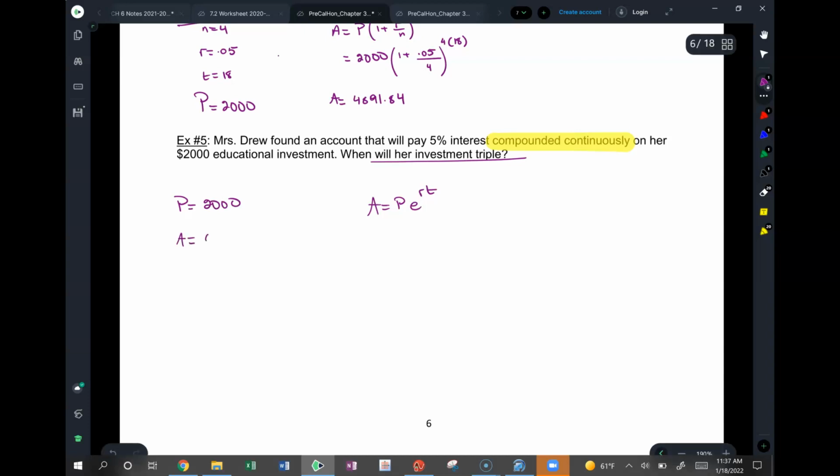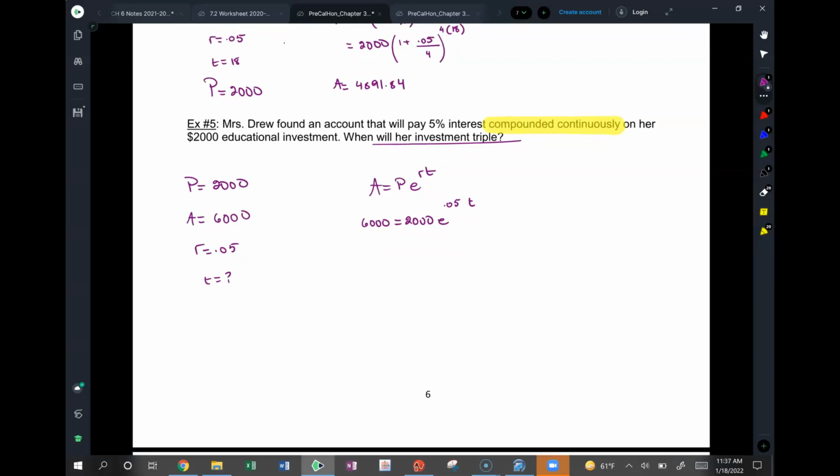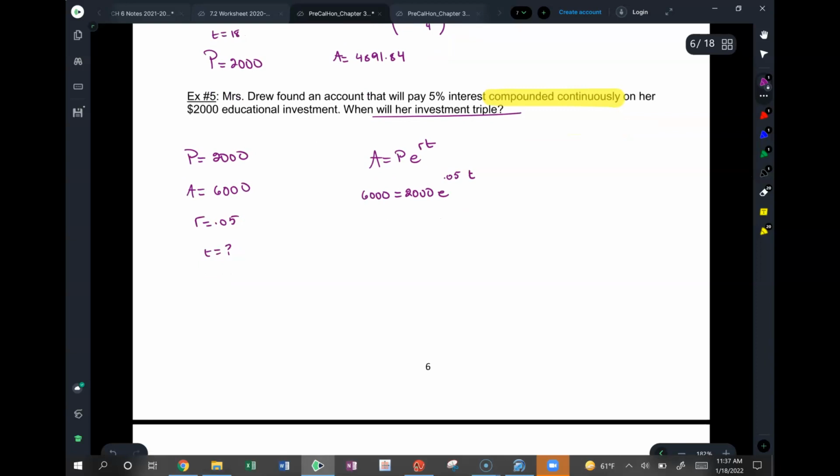A is 6,000. That's the final amount. You want it to triple. R is 0.05, and we're looking for T. So 6,000 is 2,000 e to the 0.05 T. This is the only time where I'm going to use prior knowledge. I'm going to have you guys apply prior knowledge. So divide, you get 3 equals e to the 0.05 T.